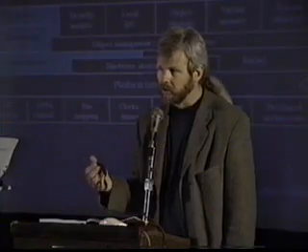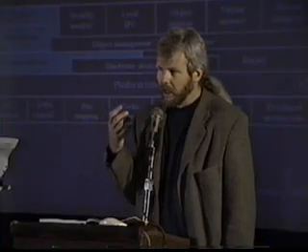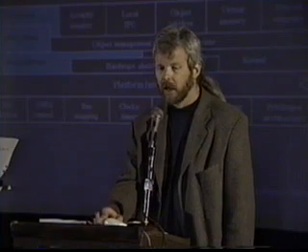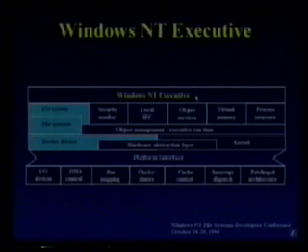And the way that happens is if you cross this line into the Windows NT executive from user mode, the way we do that is with a trap. So the previous mode is now user, and the current mode is now kernel.